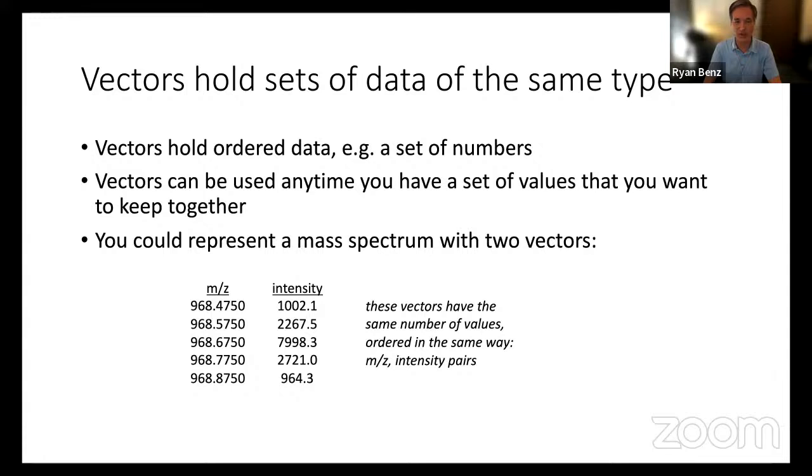So one way in which we could represent a mass spectra is to use two vectors. One vector that stores M/Z values, another vector that stores intensity values. What would be important here is that these vectors should have the same number of values in them. We say they have the same length, and they're ordered the same way so that we have M/Z and intensity pairs. Okay, so this is one way in which we might want to represent mass spectrometry data as two vectors. Any questions about that? That's the fundamental motivation of why we want to use vectors. We want to use vectors anytime we want to collect data together into a single entity.